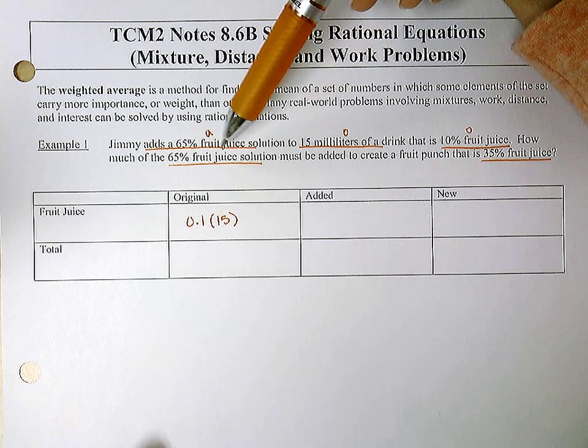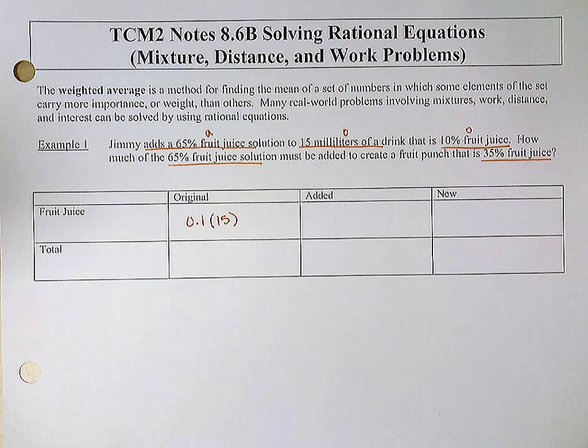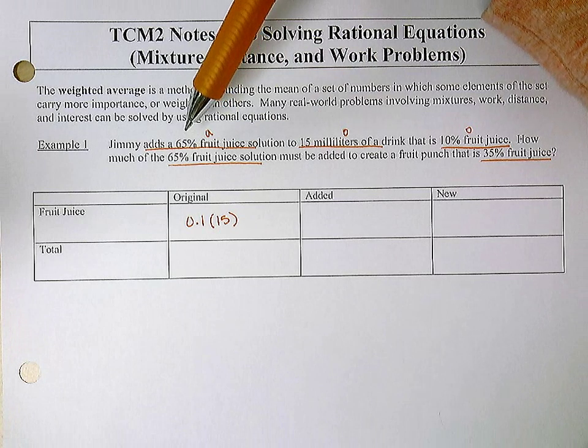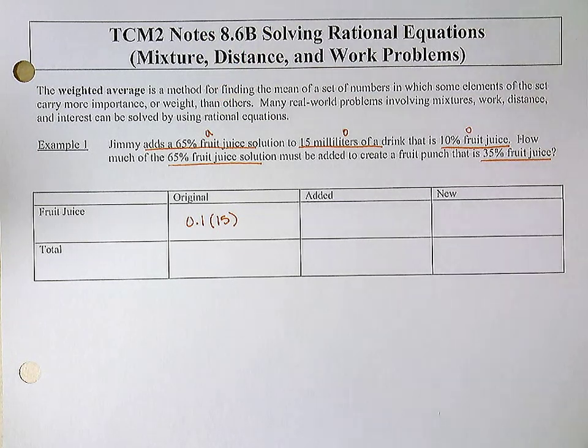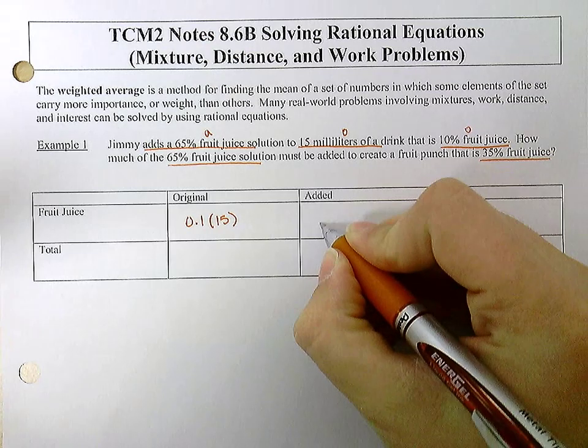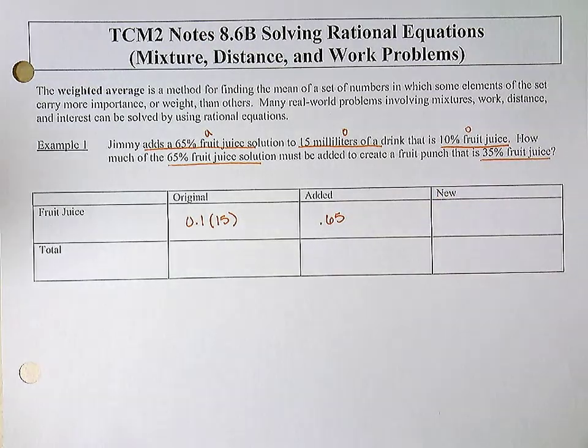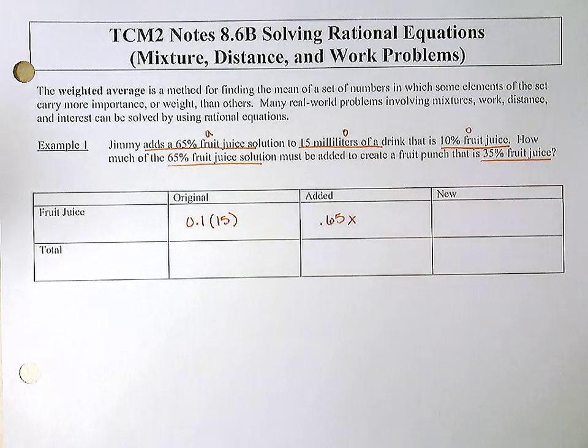Adding in, we're trying to figure out how many milliliters of this 65% fruit juice to add in. Again, I need to change that percent to a decimal. So I need to add in that 65%, but we don't know how many milliliters of that there is. So that would be our variable. We don't know how many milliliters of that 65% fruit juice solution to add.